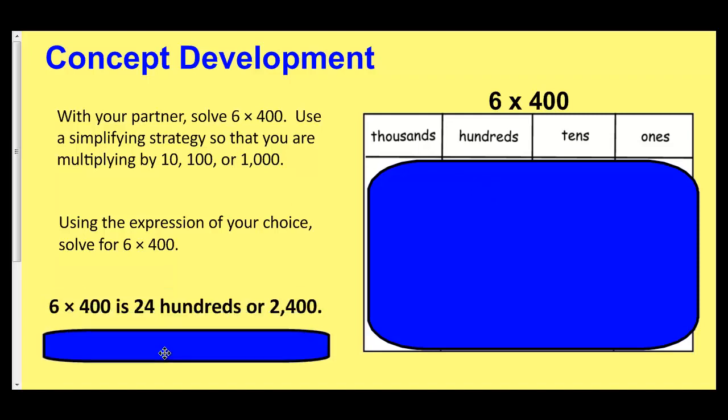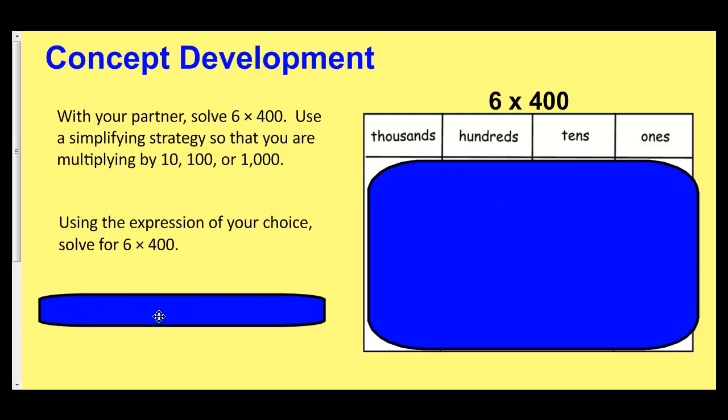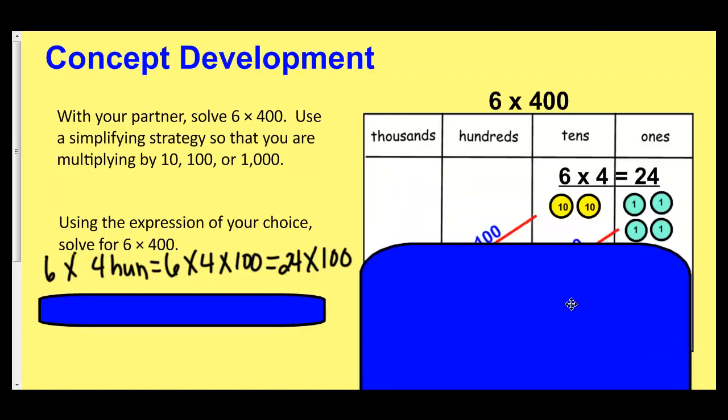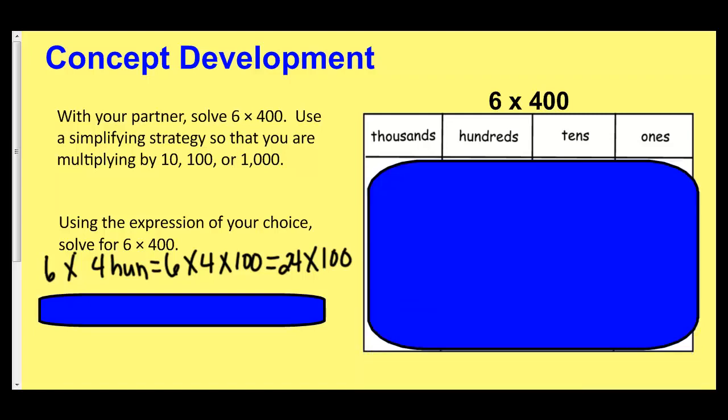Okay, we're going to have to think of 6 times 400 a little bit differently. So I've got 6 times 4 hundreds, which is equal to 6 times 4 times 100, which is equal to 24 times 100. So on your place value chart, you're going to draw 24, 2 tens and 4 ones, and you're going to multiply both of those by 100. It would look like this. So here's your 6 times 4, which is 24.